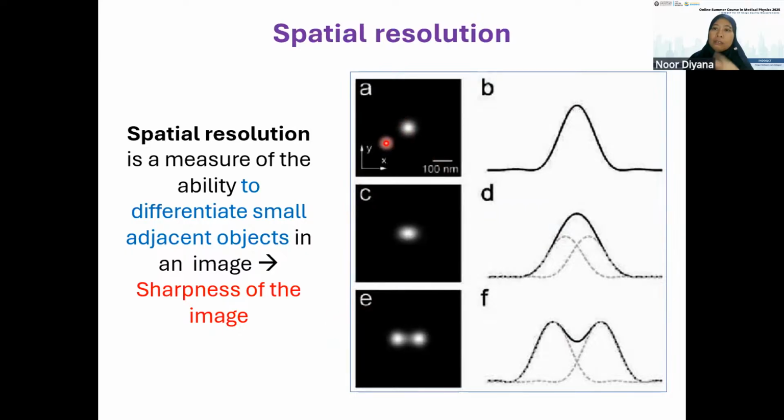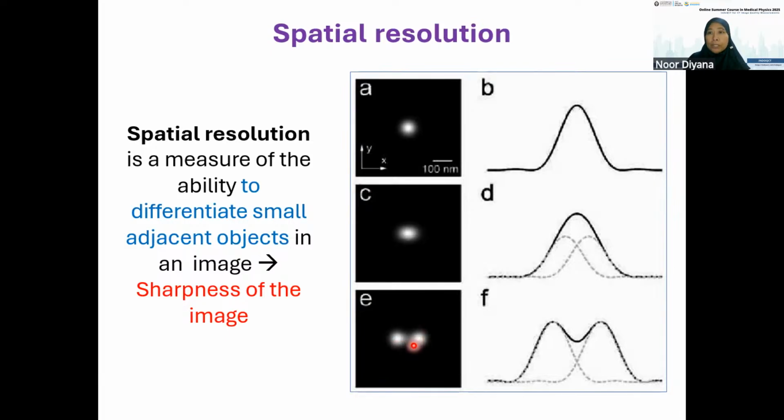The edge of the object that we detect actually determines our spatial resolution. So it's a measure of the ability to differentiate small objects. For example, if we have two small objects with a small gap, very near to each other, a good system should separate them and be able to display these two objects as separate objects.